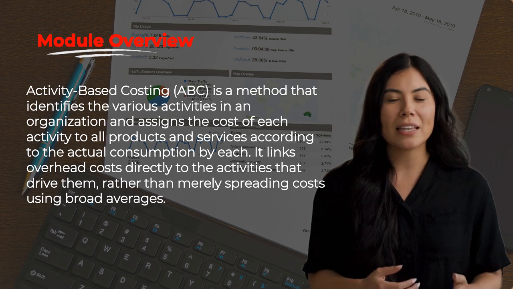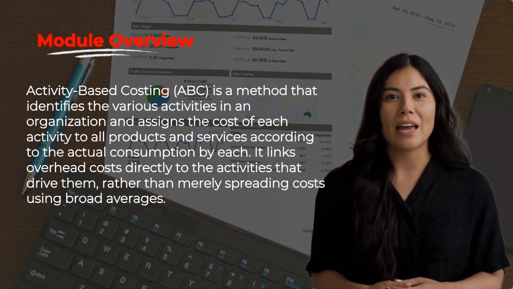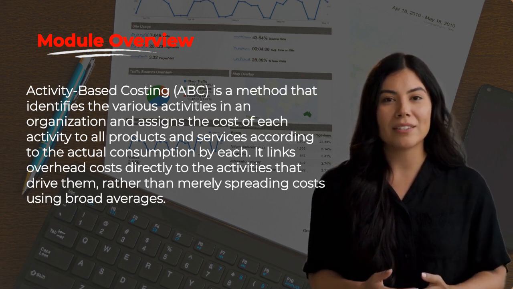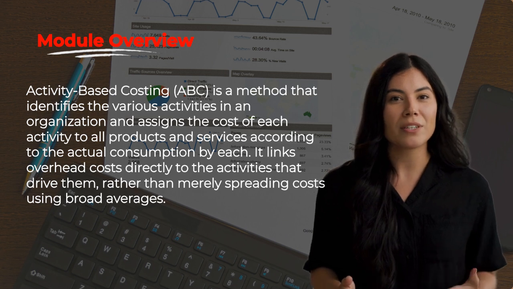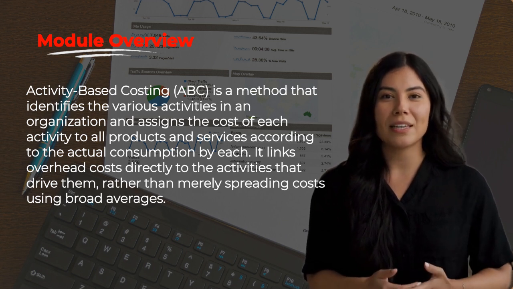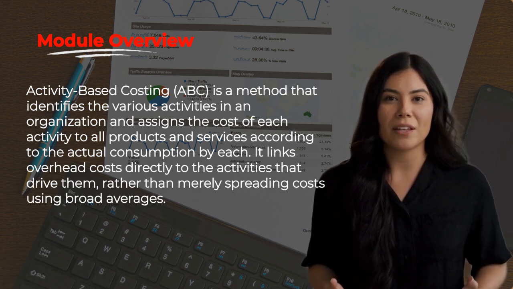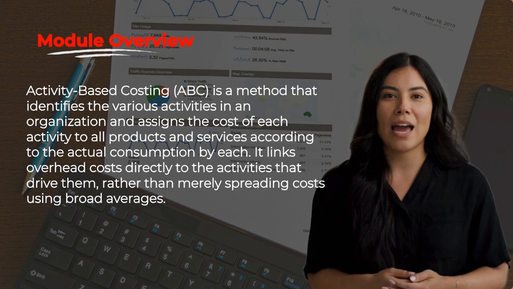Activity-based costing, ABC, is a method that identifies the various activities in an organization and assigns the cost of each activity to all products and services according to the actual consumption by each. It links overhead costs directly to the activities that drive them, rather than merely spreading costs using broad averages.